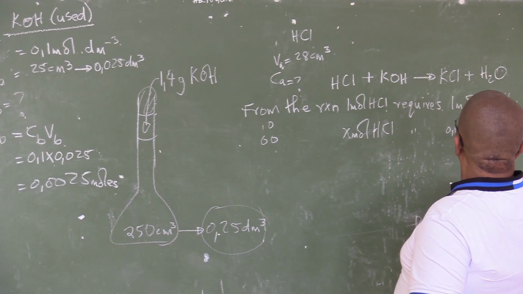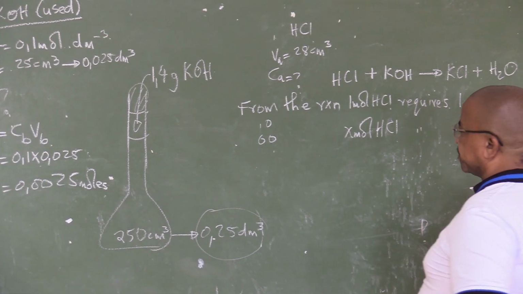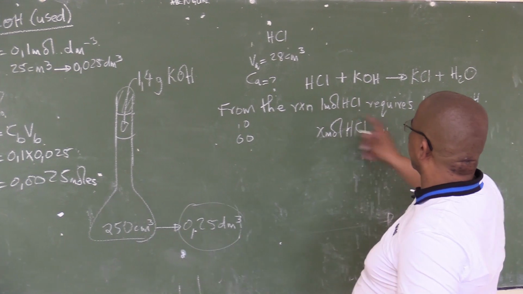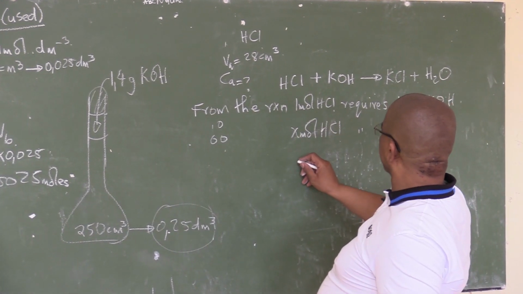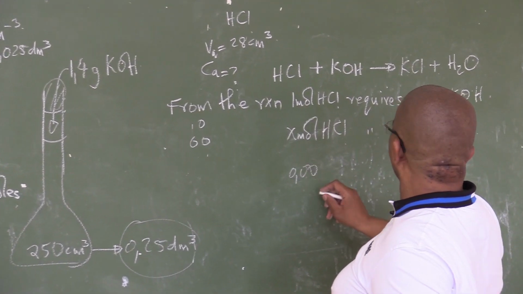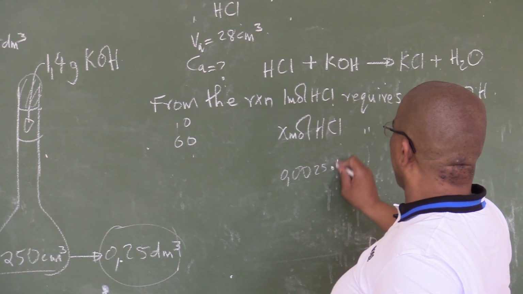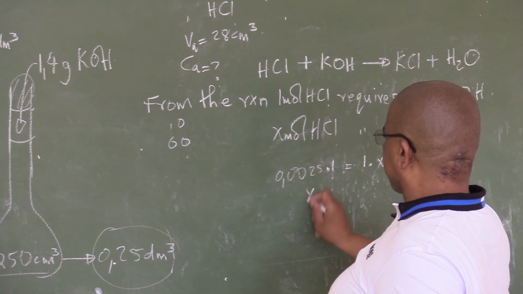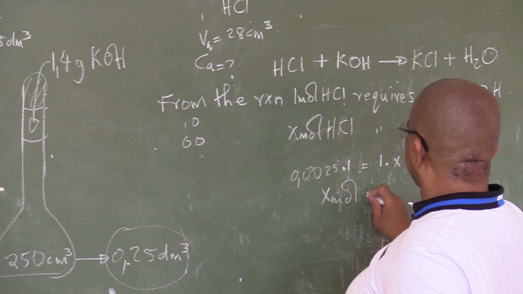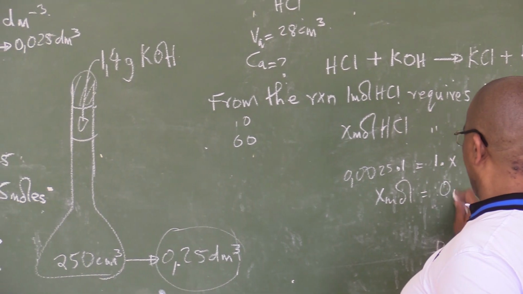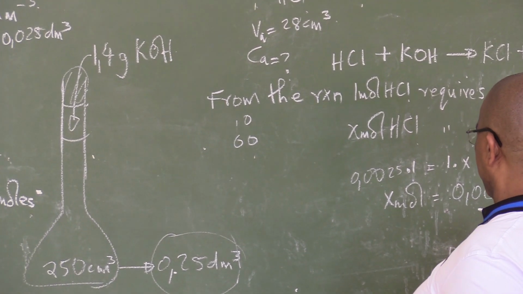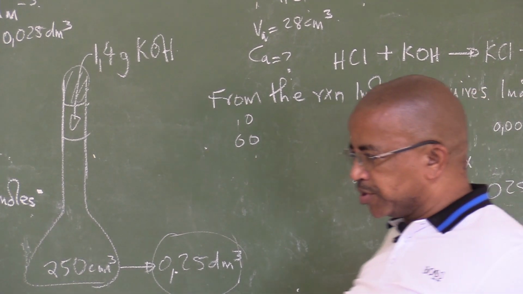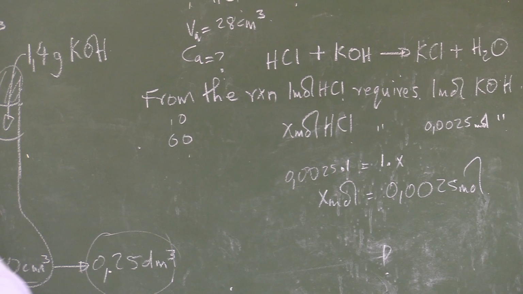x moles of HCl will require 0.0025 moles of KOH. You cross multiply and solve for x. We'll have 0.0025 times 1 equals 1 times x. So x moles of HCl is 0.0025. These are the number of moles of HCl.